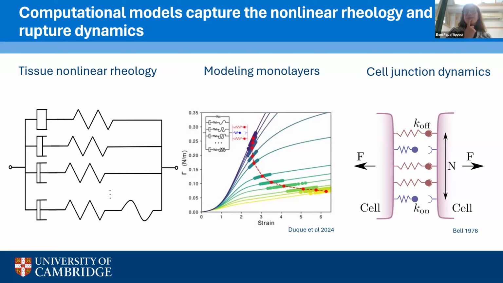Okay, really good questions. So for the first one, at the moment, all of them are slip bonds, which means that they become more fragile the higher the load that they're bearing.